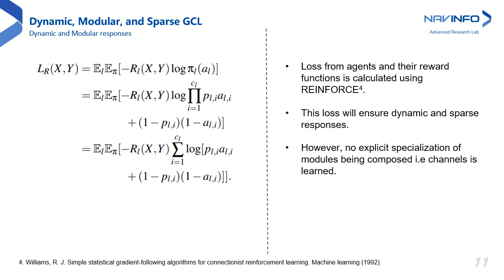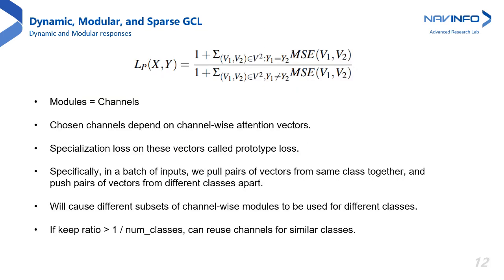The loss for all agents with this reward function is calculated using policy gradients following the REINFORCE method here. This loss will ensure dynamic and sparse responses with the network composing different subsets of modules, that is channels, to respond to each stimulus. However, there is no explicit imposition of specialization on these modules being composed. In our case, the modules are along the channel-wise activations, which in turn depend on the channel-wise attention vectors V.